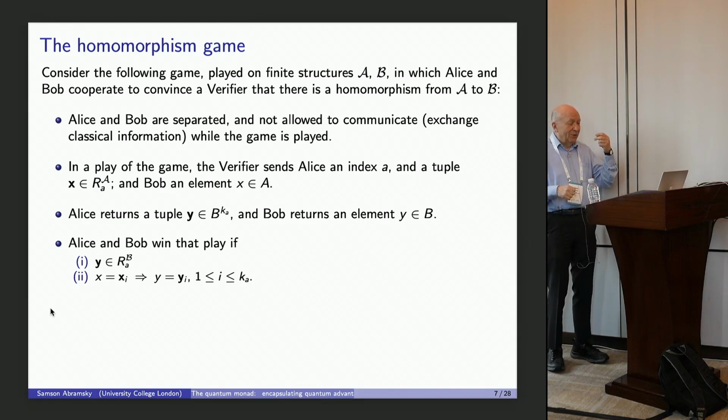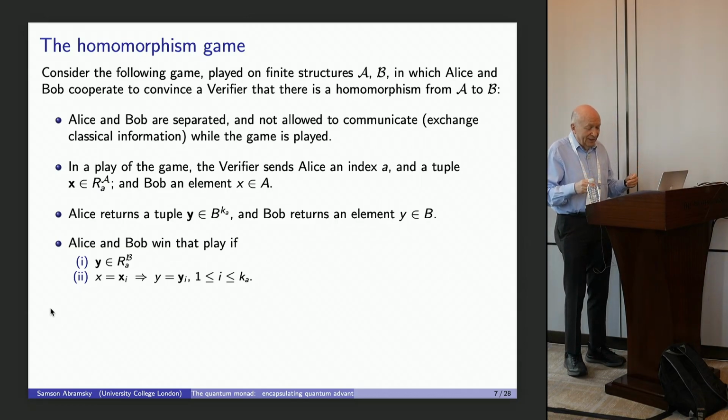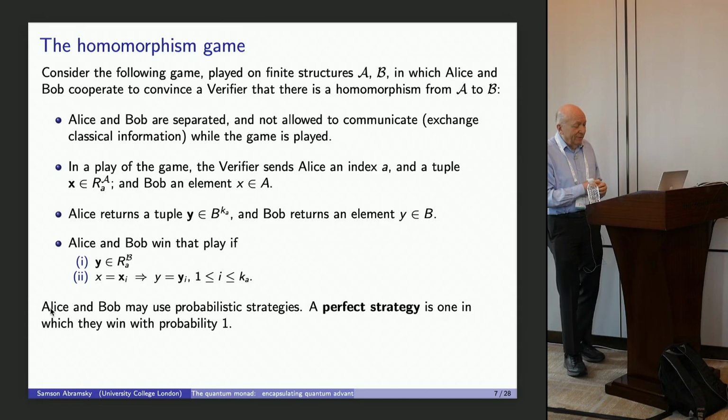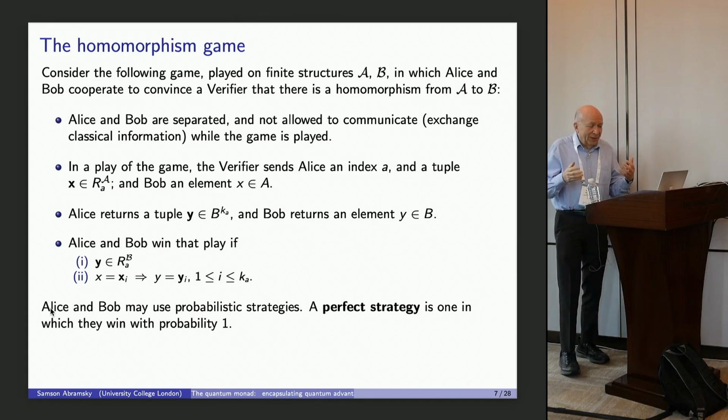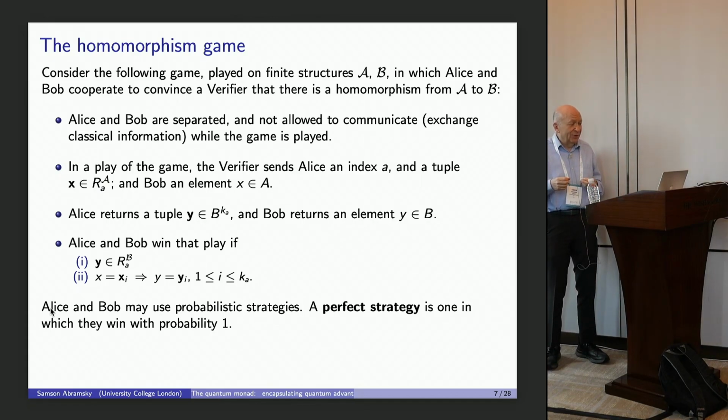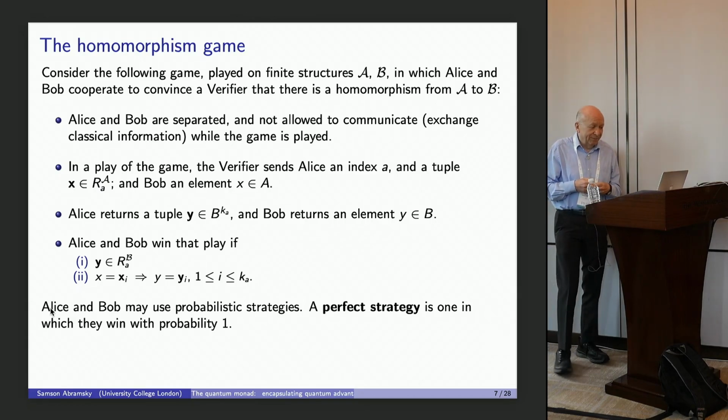If Bob's input element equals the ith element of Alice's input tuple, then Bob's output has to be the ith element of Alice's output tuple. So they have to be consistent, but that's the sense in which they have to coordinate or to have correlated behaviors in order to win the game. Now, they can use probabilistic means, throw dice or whatever, but what we're interested in here are perfect strategies, which is one in which they win with probability 1.